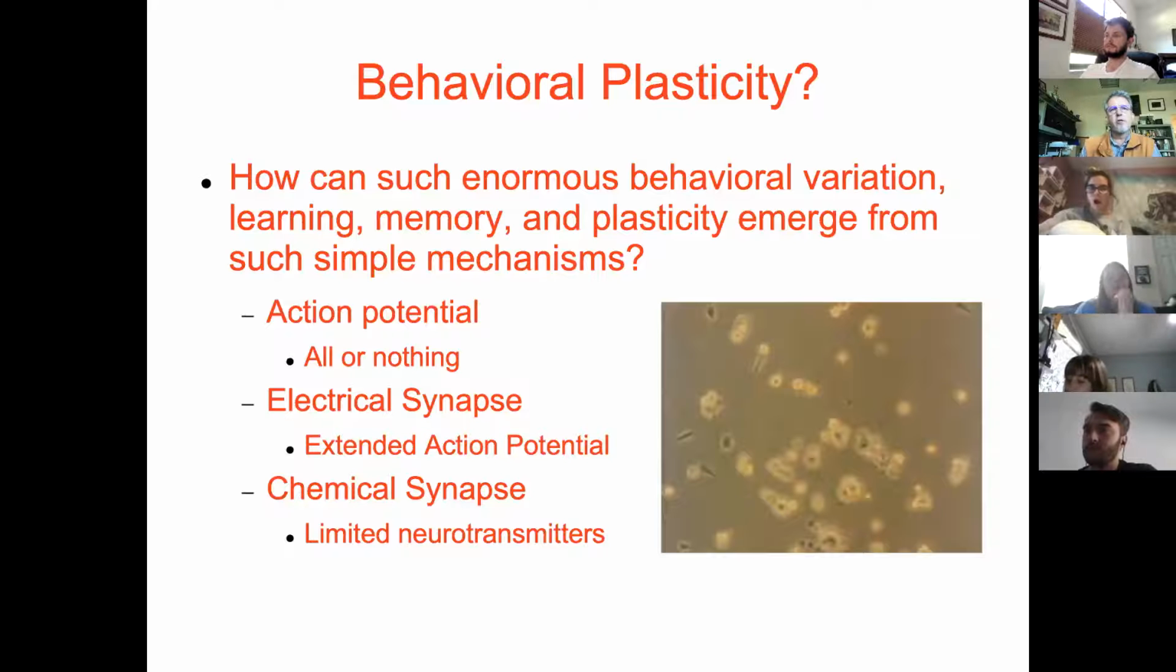So we have a system which is the pop rate, action potential or nothing. Electrical synapse, all you're doing is extending the action potential. Chemical synapse, you have a limited number of neurotransmitters. And with just this limited architecture, we have the entire diversity of behavioral variation. Diversity of things that can be learned, remembered, the plasticity that organisms can show in terms of changing environments, both internal and external. How?